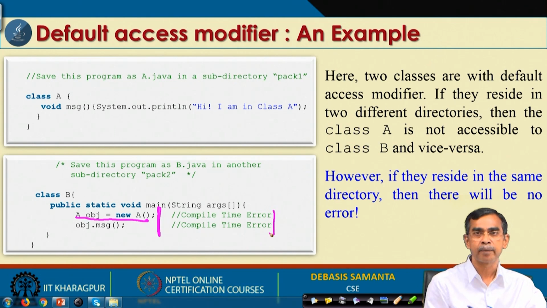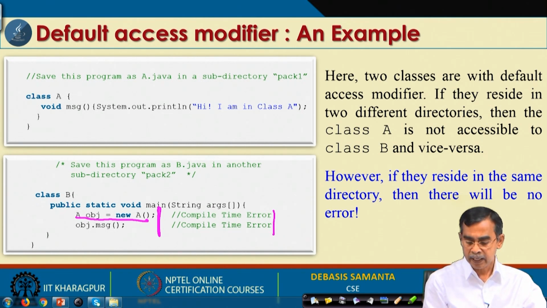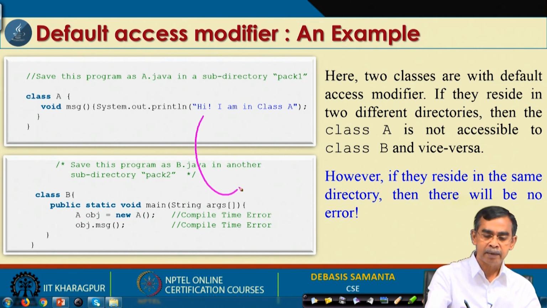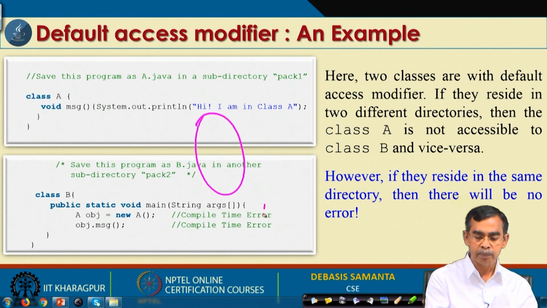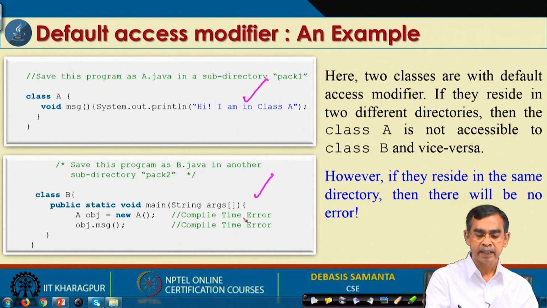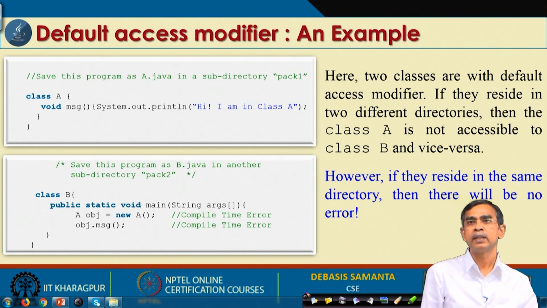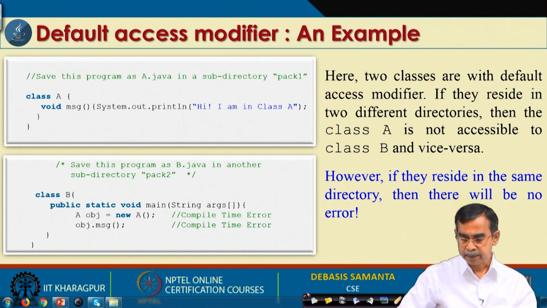So, this will be an error. But if it is produced again in a different sub directory, it is an error, and if it is in the same directory, there is no error. So, there are two things that you should consider with the default access specifier: if both the classes belong to the same file, there will be no error. If they belong to different sub directories, then there will be an error. If they belong to the same directory, then there will be no error. So, these are the three things that you should consider with access specification.